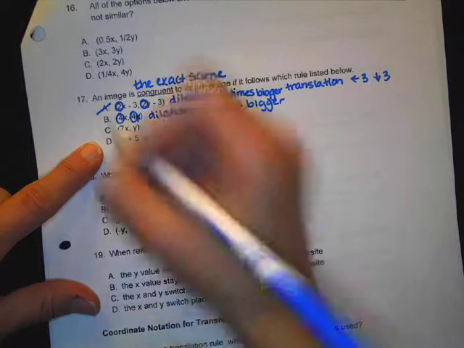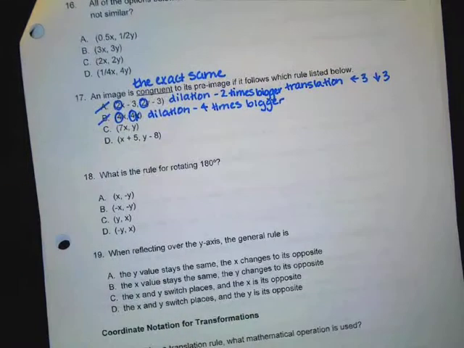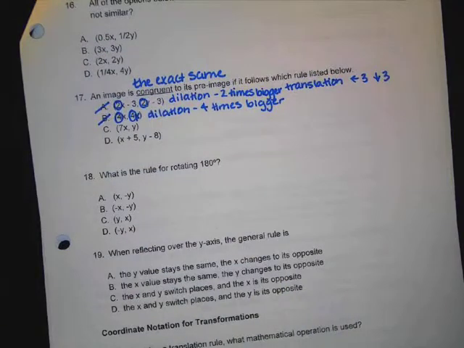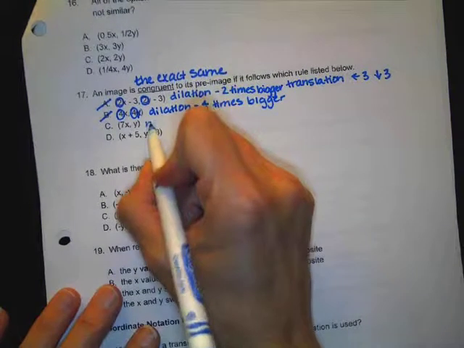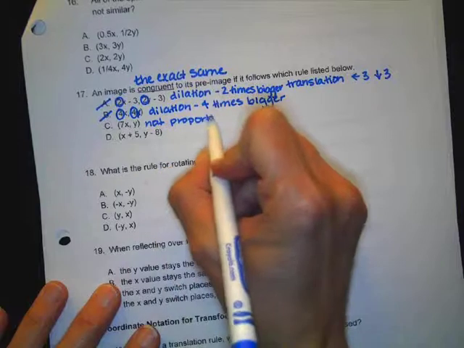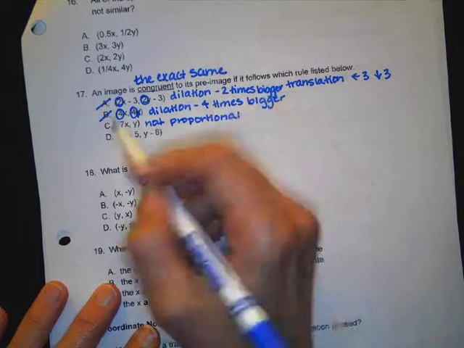D, because you're not getting bigger. You're just moving it. And which way am I translating it? I'm going right 5 and down 8. There was nothing in front of my X or my Y that would make it bigger or smaller. The only thing I was doing was sliding it back and forth. Okay, awesome.